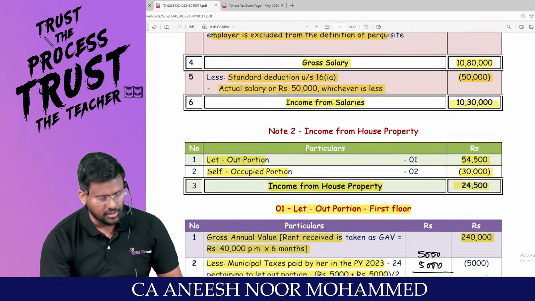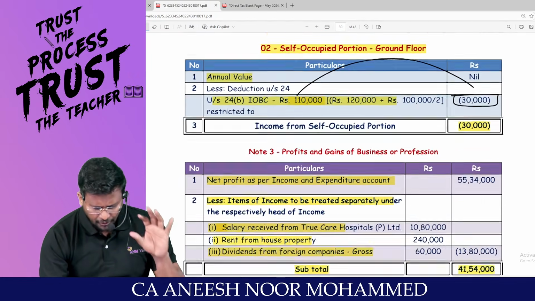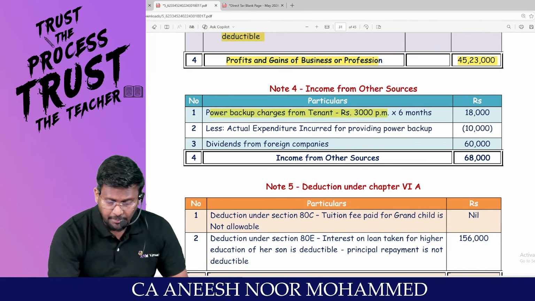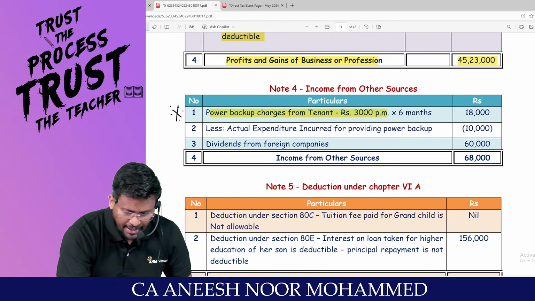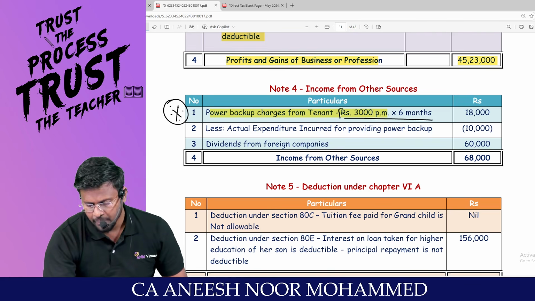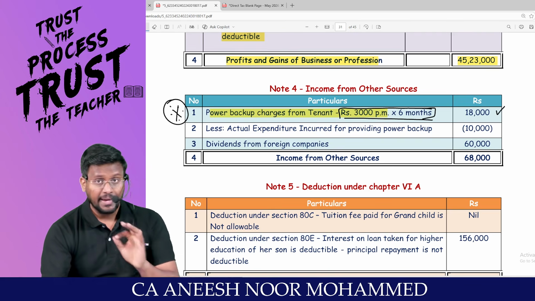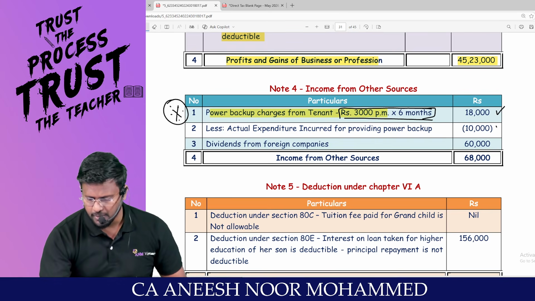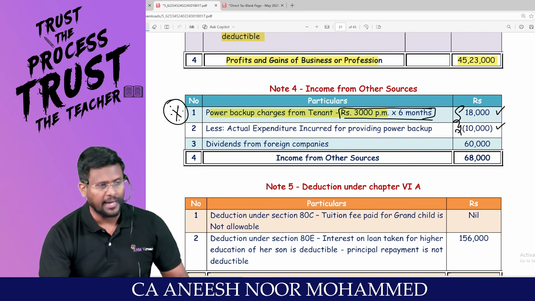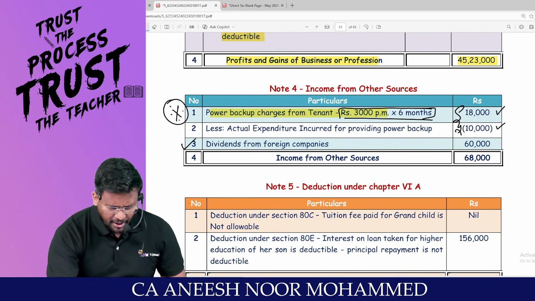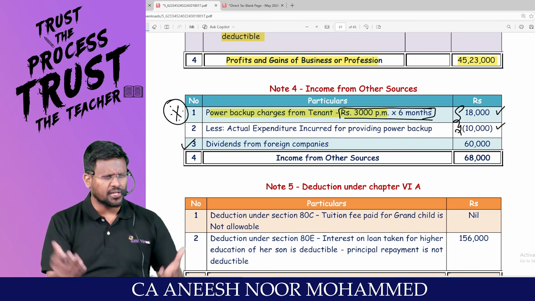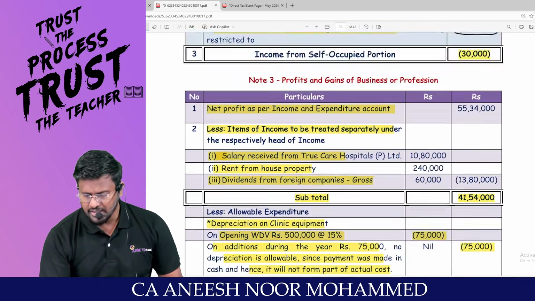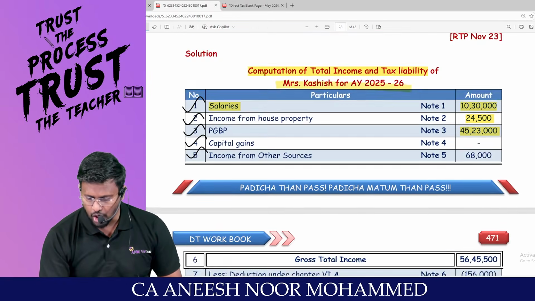Can I come to the IFOS, man? Whatever you have deducted from PGBP should be included, like the power backup charge. This is a beautiful adjustment in this question. Actually, the client is giving us 3,000 per month. So 3,000 into 6 comes to 18,000. But in order to get that 18,000, from our pocket we have spent 10,000. That means the remaining 8,000 rupees will be taxable. And dividend from foreign companies, sir, whether you get dividend from a domestic company or foreign company, should be taxable under IFOS. So the IFOS income will be 68,000. That's it with regard to the gross total income.